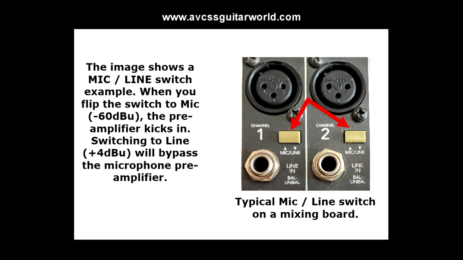This is a typical mic line switch on a mixing board. The image shows a mic line switch example, so when you flip the switch to mic, which is minus 60 dBu, the preamplifier kicks in. Switching to line, which is plus 4 dBu, will bypass the microphone preamplifier.